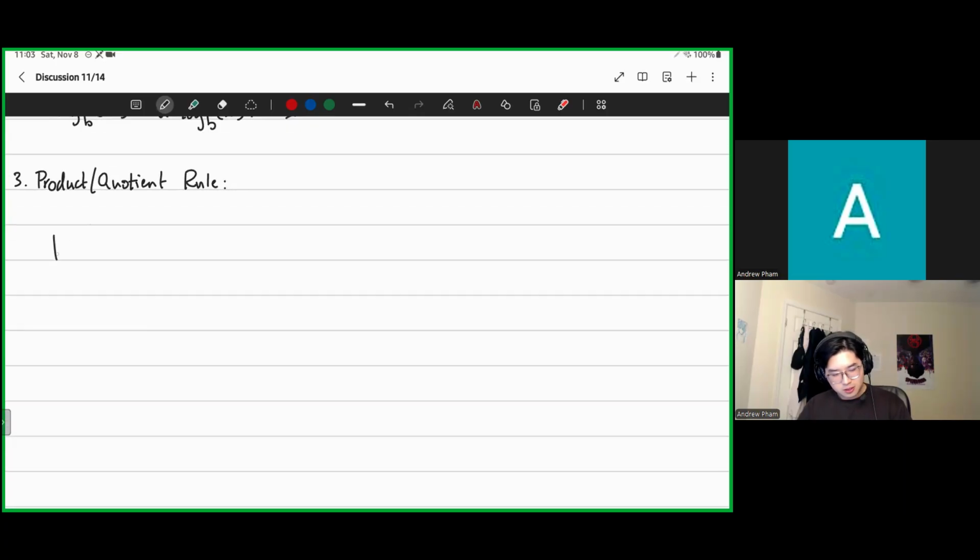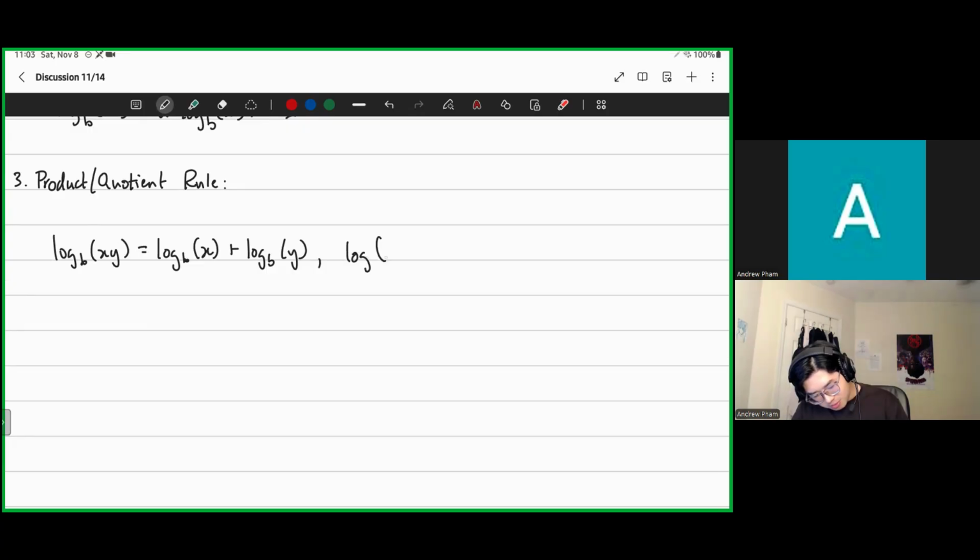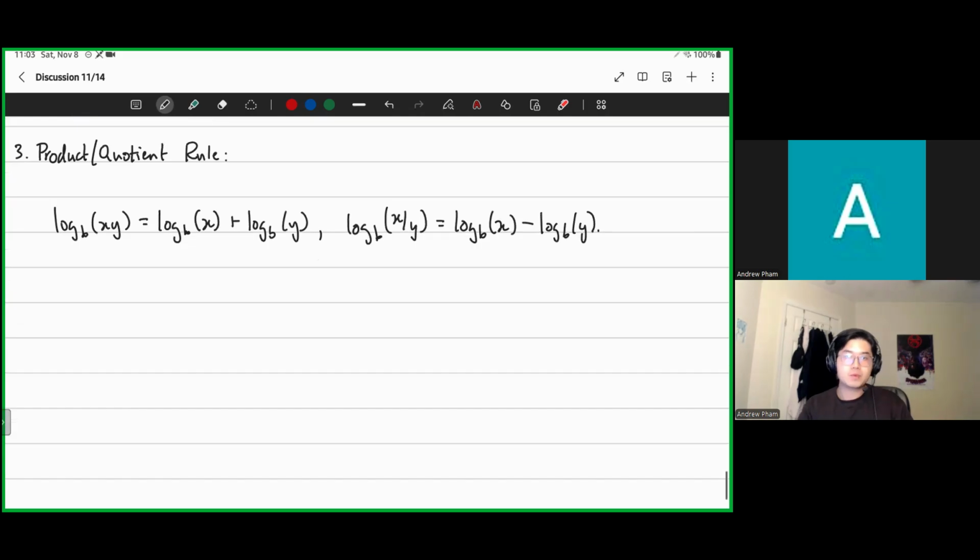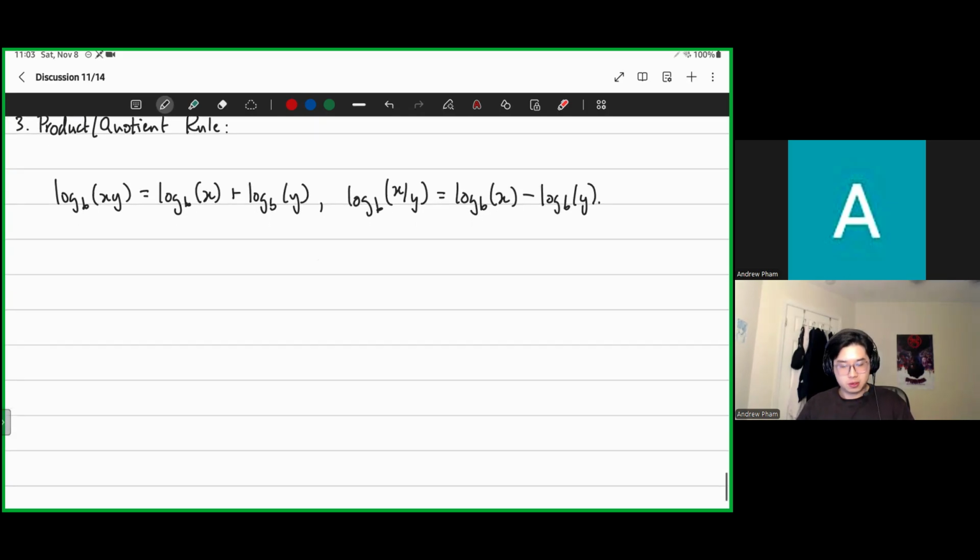saying that logarithm base b of xy is equal to logarithm base b of x plus logarithm base b of y. And we also have the quotient rule, right? Logarithm base b of x divided by y is simply logarithm base b of x minus logarithm base b of y. Okay, so let's prove these.